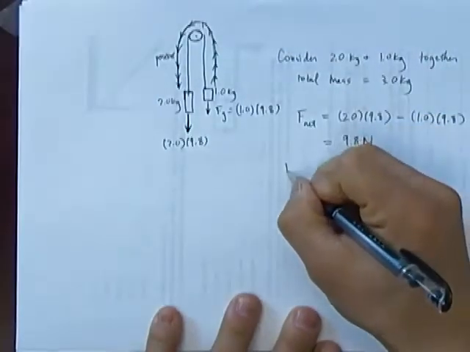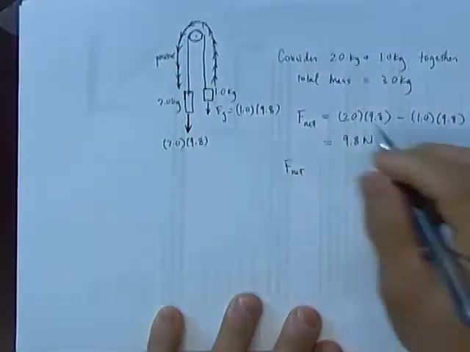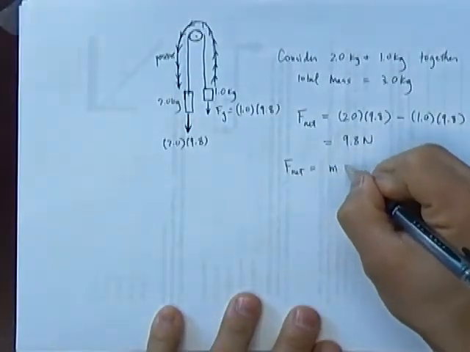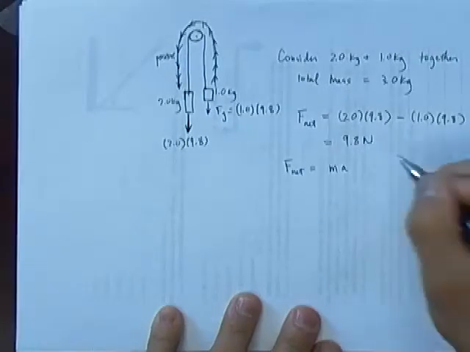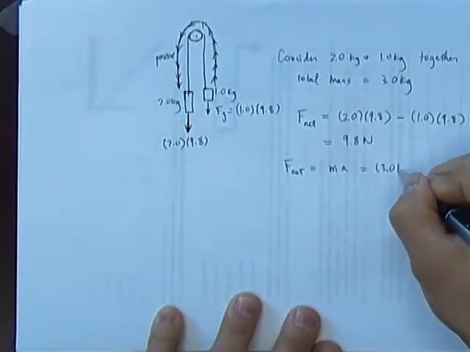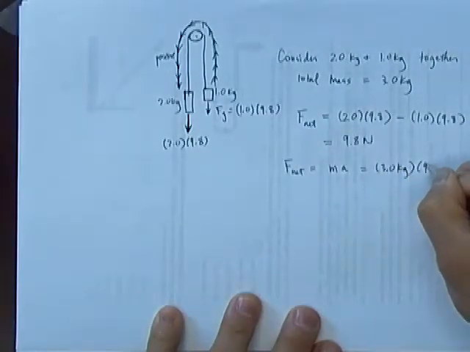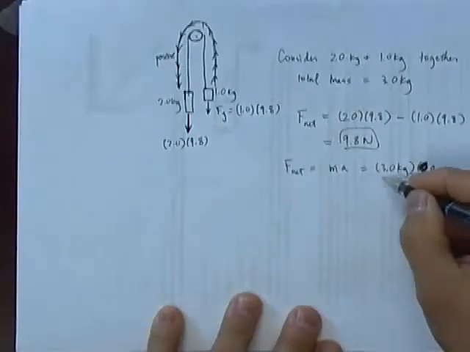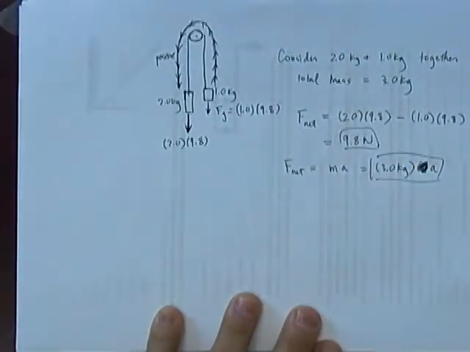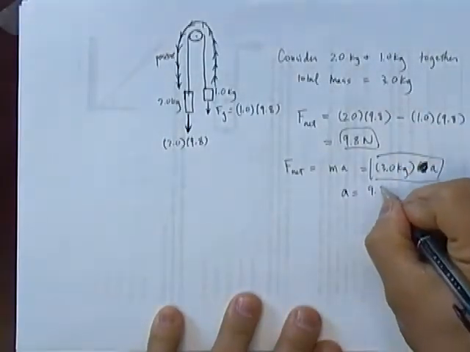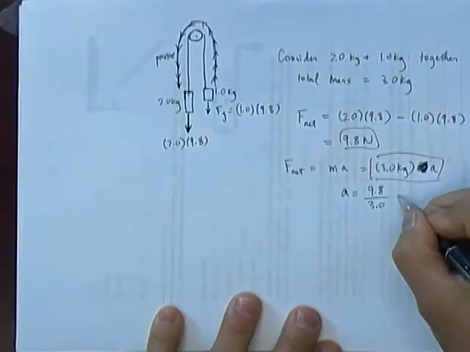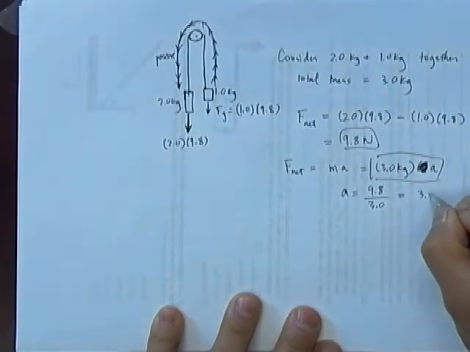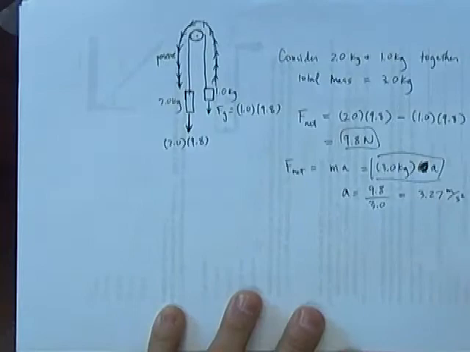Now we can just simply use Newton's second law, that the net force is equal to the mass times acceleration. But in this case, the mass is 3.0 kilograms times a. So we have 9.8 is equal to 3.0 kilograms times a. So a is equal to 9.8 divided by 3.0, and that's equal to 3.27 meters per second squared.